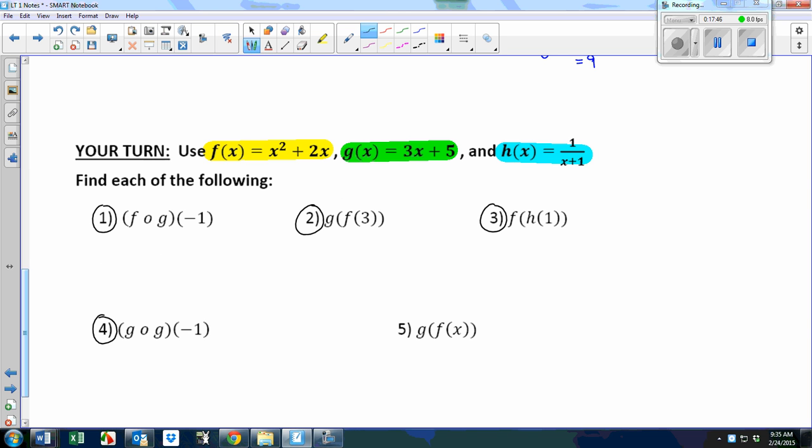And I'm going to get you started on number 1 just by rewriting it. If it's in that order, F, O, G, it's F, open parenthesis, close parenthesis, and inside of that parenthesis, G of -1. All right, now I'll pause it and let you try.